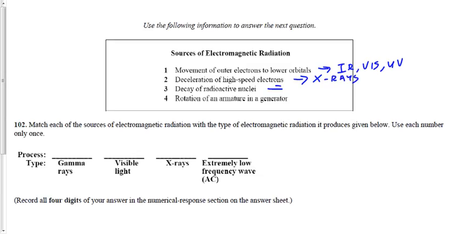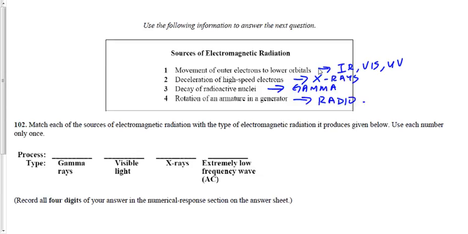Decay of radioactive nuclei, that's going to be gamma rays, nuclear decay. And rotation of an armature in a generator. A generator produces electric current, right? If it's an alternating electric current, an AC current, then it's going to be oscillating electric charge, which means it's going to be radio waves or microwaves. Specifically, if it's like true electric current from a generator, it would actually be radio waves.